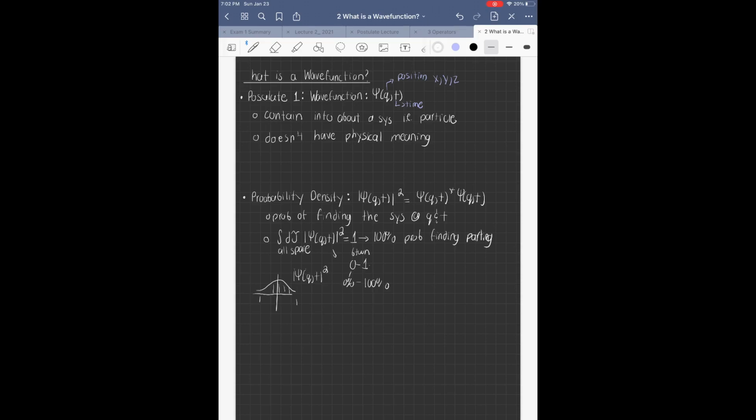And if you find this to be true, it also means that the wave function is normalized, meaning the integral over all space equals 1. I'm going to go over normalization later on.